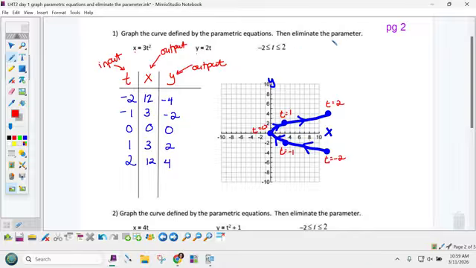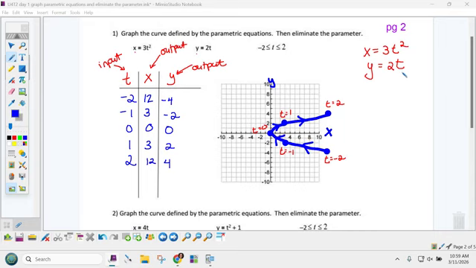Okay, so for eliminating the parameter, that means eliminate the t. So I'm just going to rewrite both equations over here. And we are going to use either substitution or elimination. And in this case, because we have a t squared, substitution will be easier. It's easiest to isolate t in the y equation.